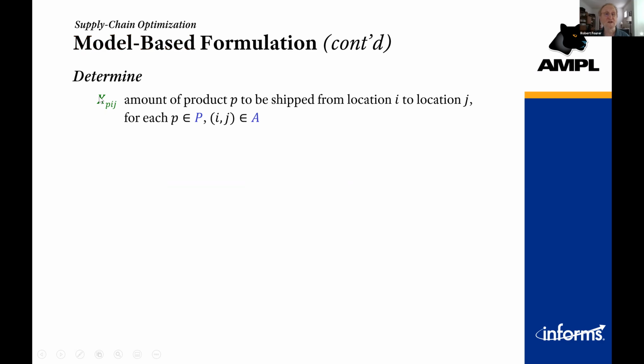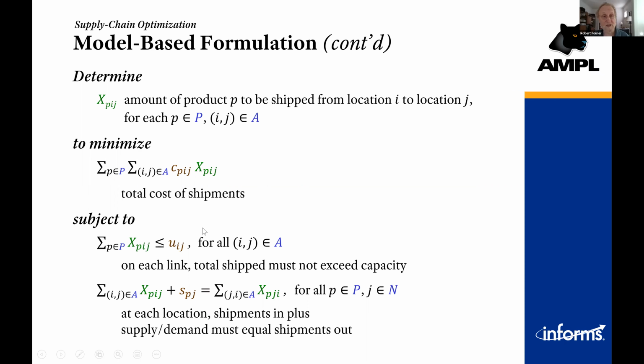So I say what the decision variables are: amount of product P to be shipped from I to J. I write down a little mathematical description of the total cost. We sum over all products and all links of the cost times the amount shipped. And then we have two constraints here. One's an inequality, one's an equality. One enforces the capacities and the other enforces material balance, essentially: amount shipped in plus the supply or demand equals amount shipped out. And so this would be a typical model-based formulation.